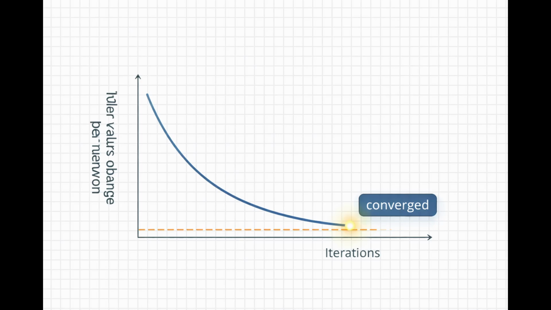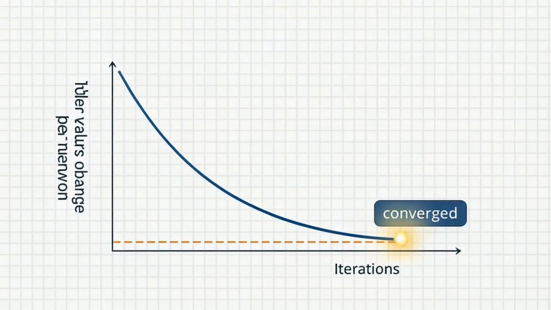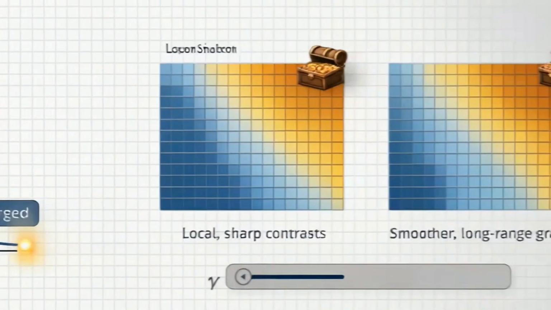With a discount factor gamma less than 1, these Bellman updates form a contraction, meaning repeated updates must converge to a single fixed value function for the policy. The discount factor gamma is also a storytelling tool.